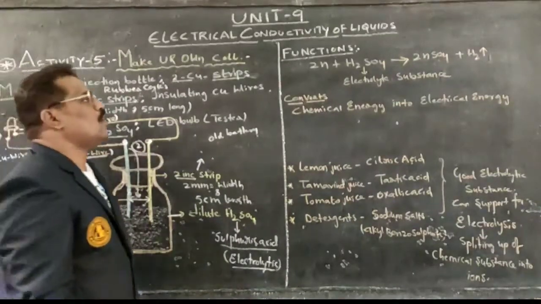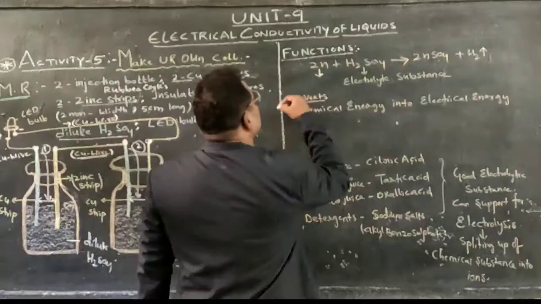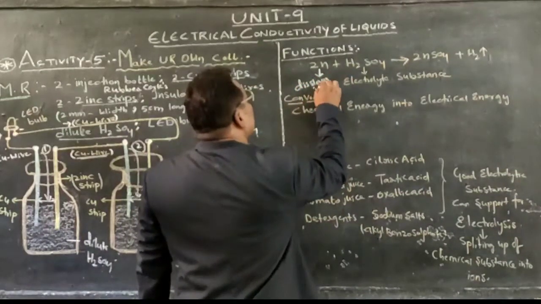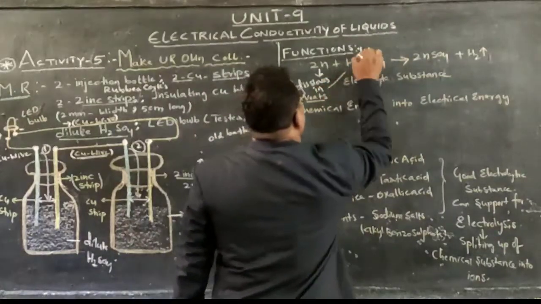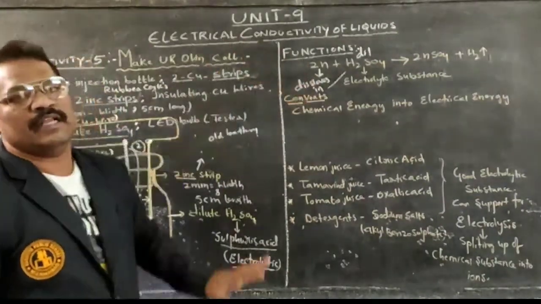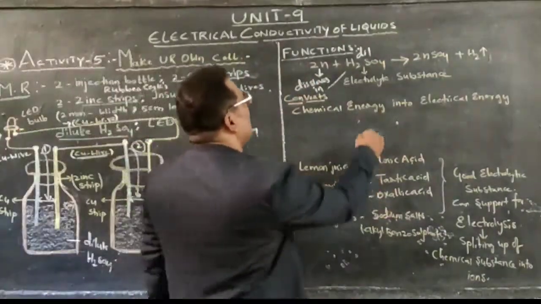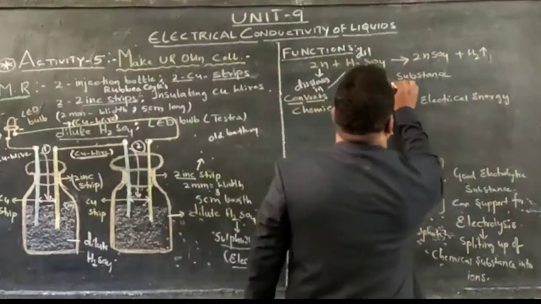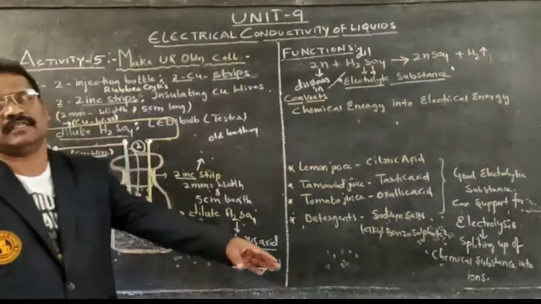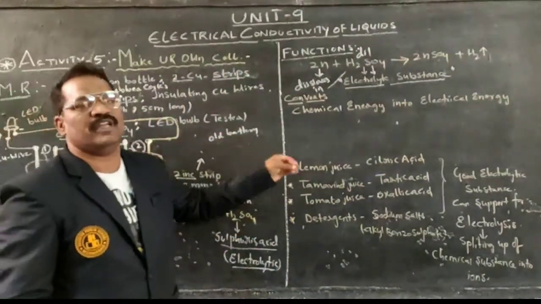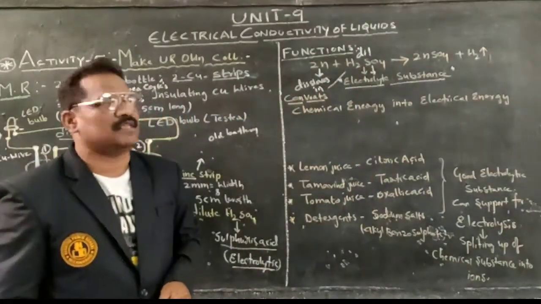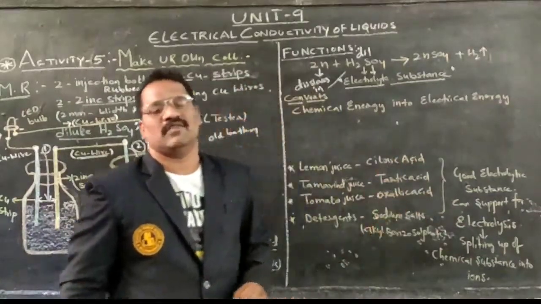The zinc strip slowly dissolves in dilute sulfuric acid. Here, this dilute sulfuric acid is acting like an electrolytic substance, which is a good conductor of electricity, which allows electricity to be passed. This electrolytic substance performs one process. What is the process? The electrolysis process it will perform.